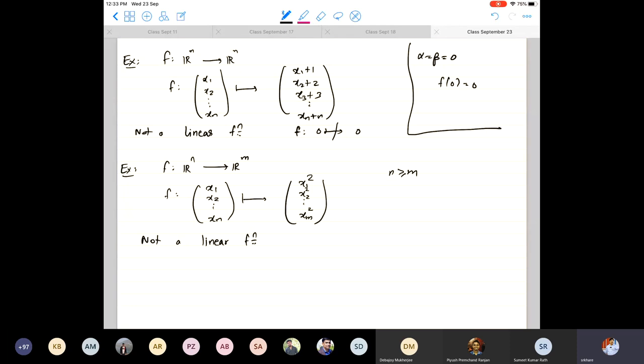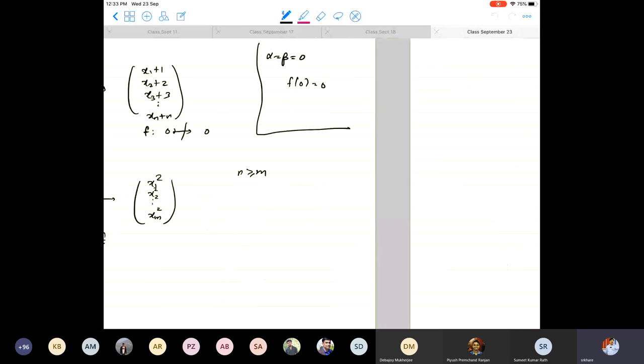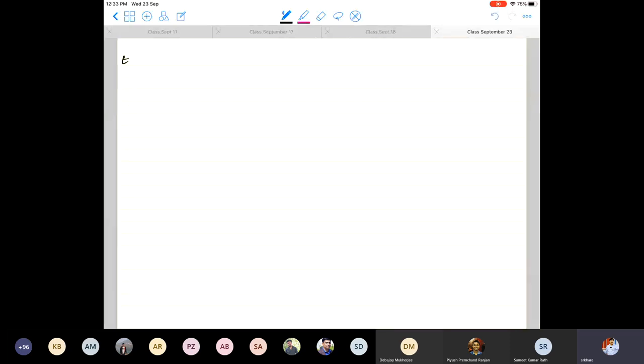Where is the zero vector going to, by the way? The zero vector is getting mapped to 0, but in general, the superposition principle is not satisfied. So this function f is not a linear function. We have seen several examples of linear functions, and one surprising thing for linear functions was the following. Before going further, let me take one more example because this example is really very interesting.